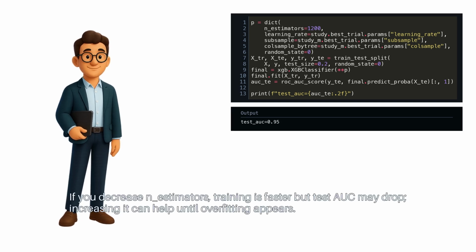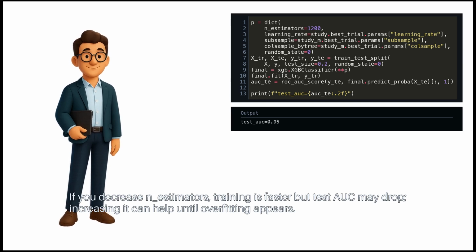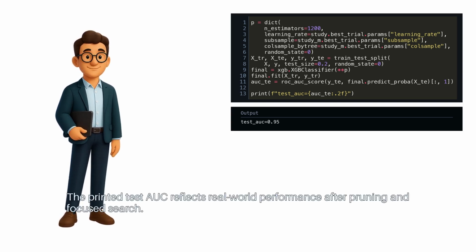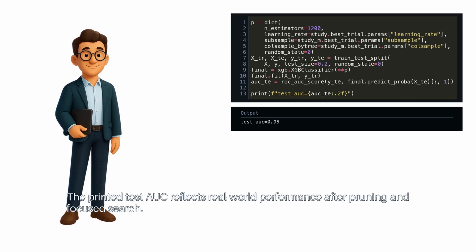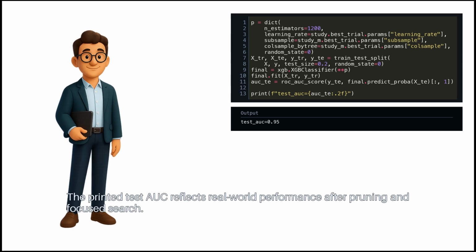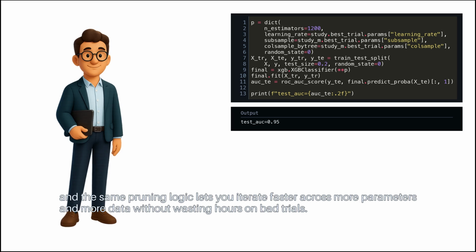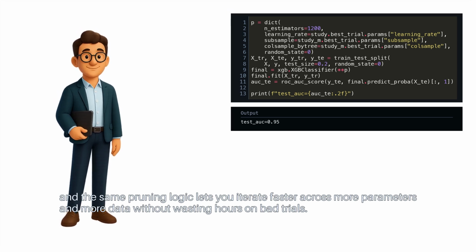If you decrease n_estimators, training is faster, but test AUC may drop. Increasing it can help until overfitting appears. The printed test AUC reflects real-world performance after pruning and focused search. In a real project, this maps to a training pipeline that runs on a larger dataset, and the same pruning logic lets you iterate faster across more parameters and more data without wasting hours on bad trials.